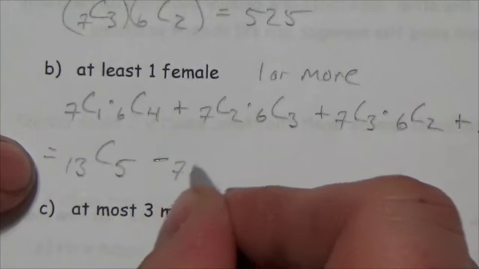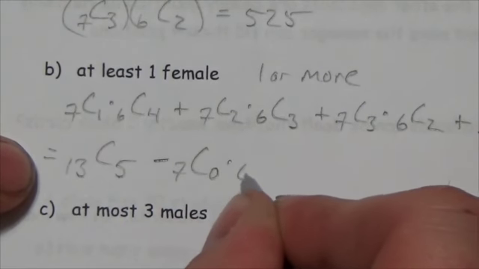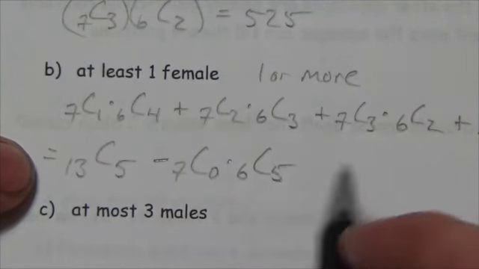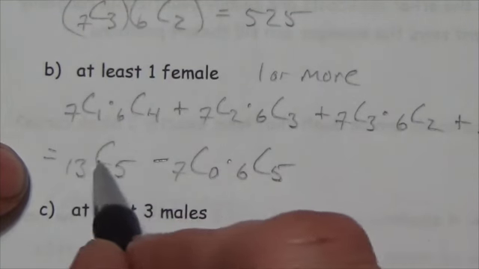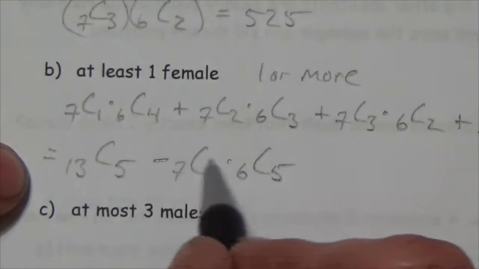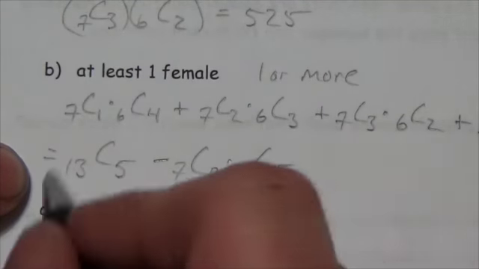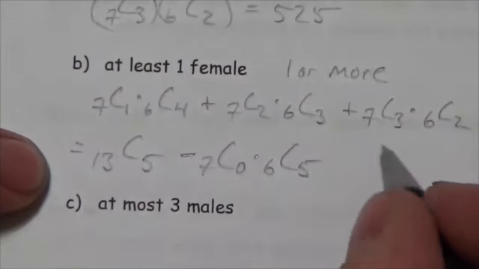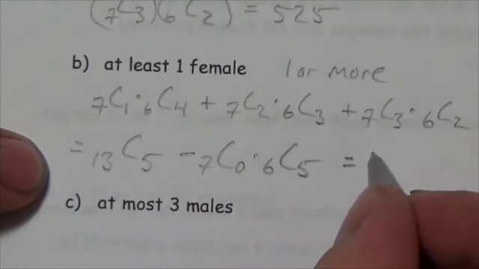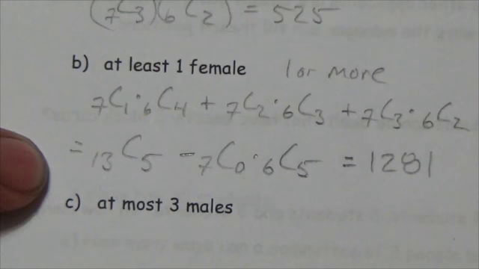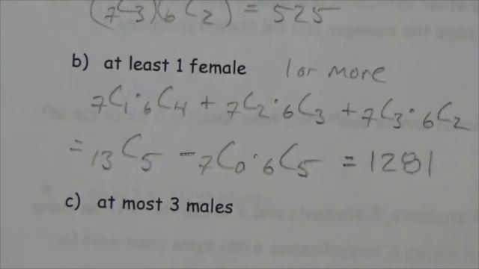And if they don't have females, there's 7 choose 0. There's no females. They are all male. Okay? So all of the committees minus the ones with no females. Now, the results are going to be exactly the same. This is just a whole lot quicker to type into the calculator. And the answer here is 1,281 different committees that have at least 1 female on them.